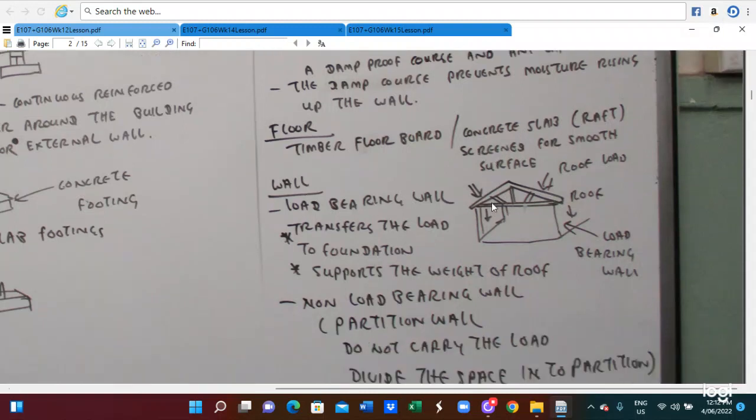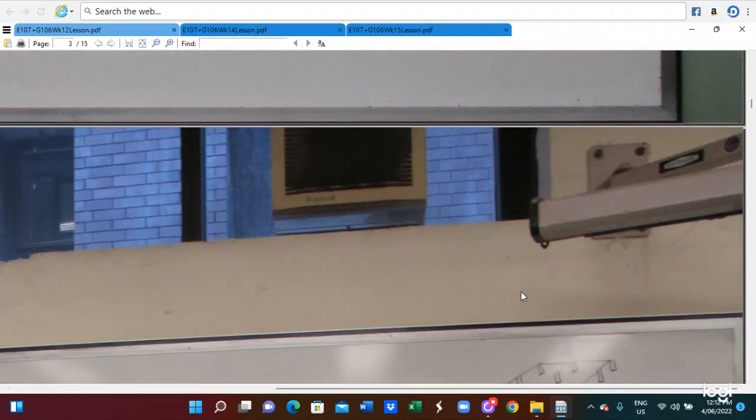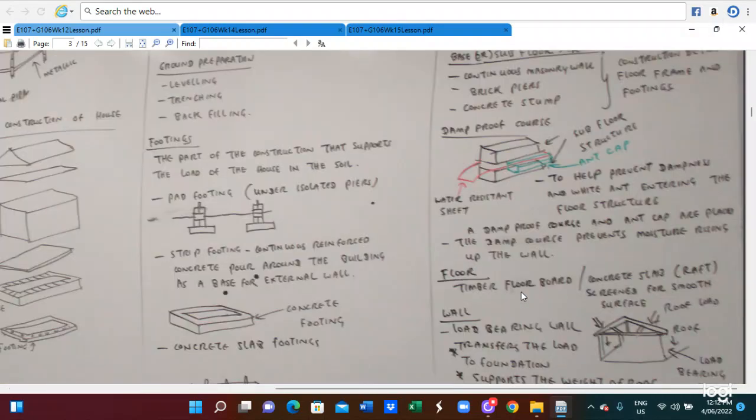The wall can be, this is the wall, this is the surface, roof, and this is the load bearing wall. Load bearing walls transfer the load to the foundation and support the weight of the roof. Non-load bearing walls are the partition walls. They do not carry the load and divide the space. This is the function of the building construction.